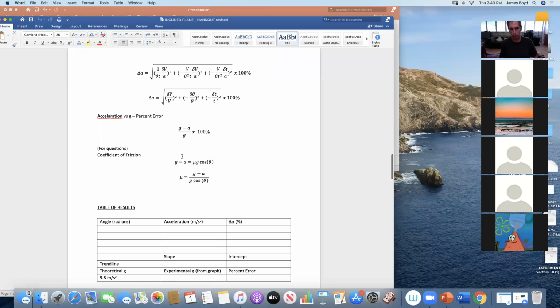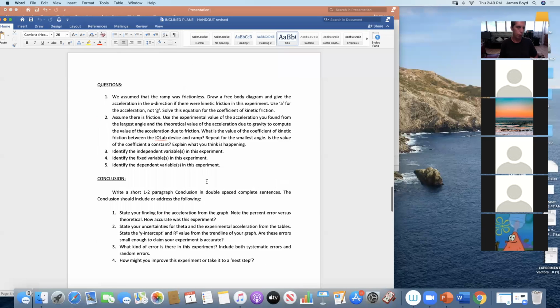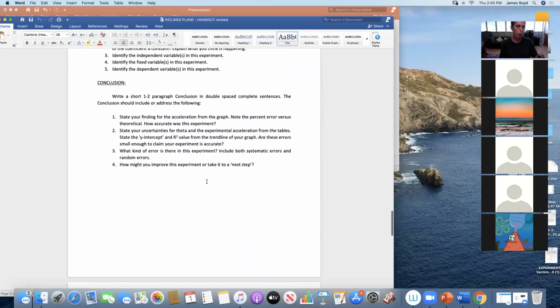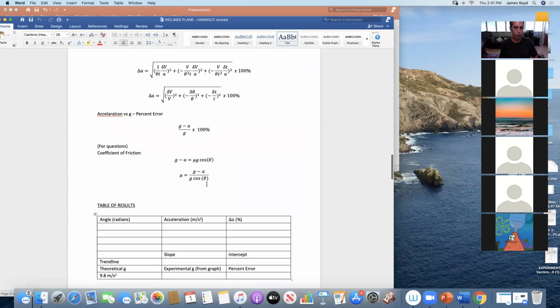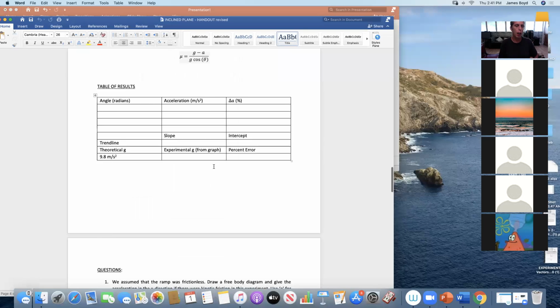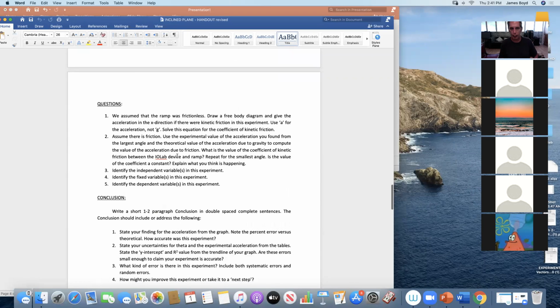But remember, this is 9.8. This is whatever A you get from your slope. And this is 0.340 radians. Okay. All right. And your mu should be like 0.31 or 0.34 or something weird like that. So that's all I want you to do here. Oh, I'm sorry. I also want you to do it for the smallest angle.